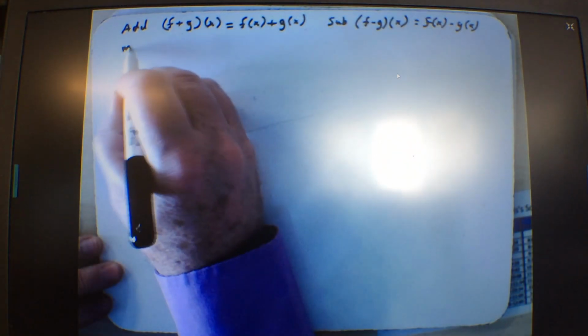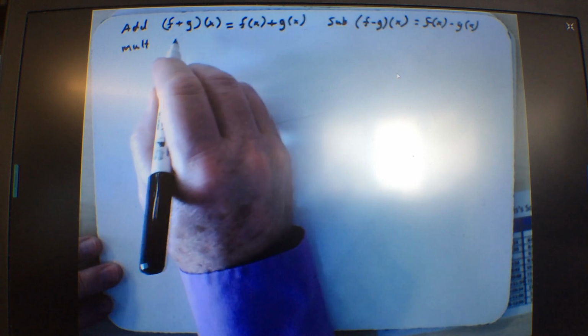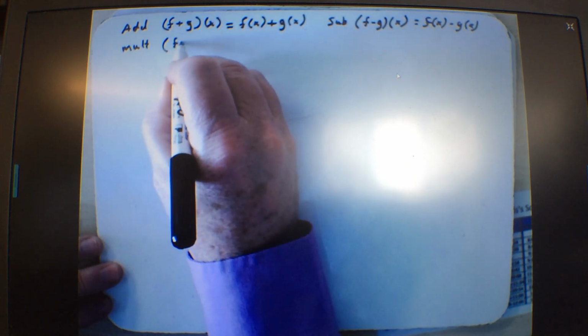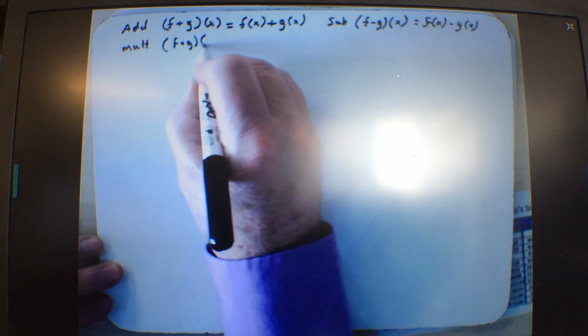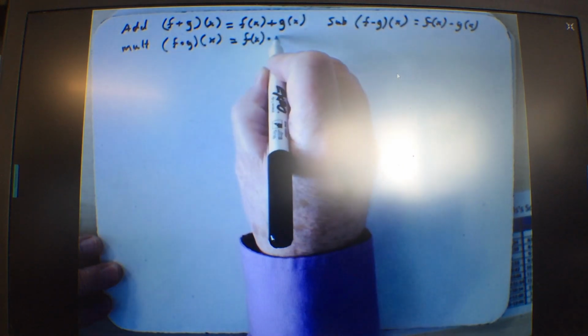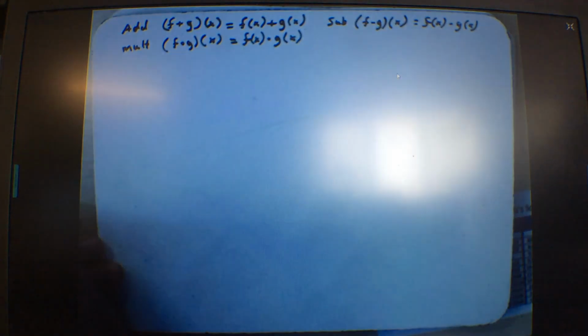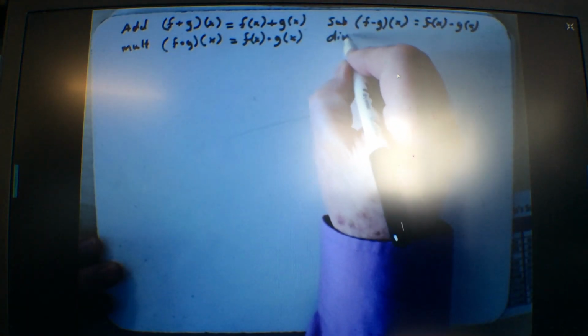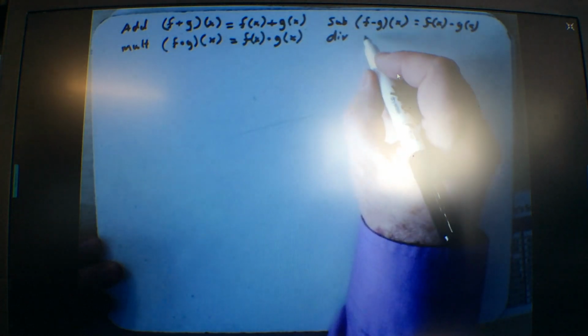Then we have multiplication, and it also can be in any order, but if I want to take a function f times g of x, I take the f function and I just multiply it by the g function. Now you're probably saying those look alike. They do somewhat, but it is just simply doing it. Division then is just like subtraction.